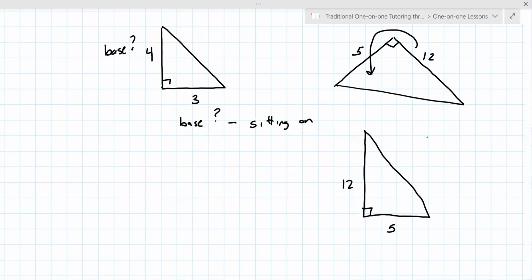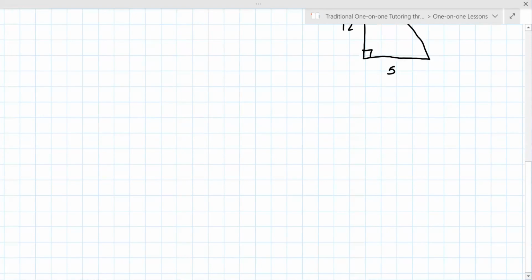I don't have a visual element here to show you with that, but if you're unclear which is the base, move your paper around until you settle on what is actually the base. Okay. So that's pretty straightforward as far as that.